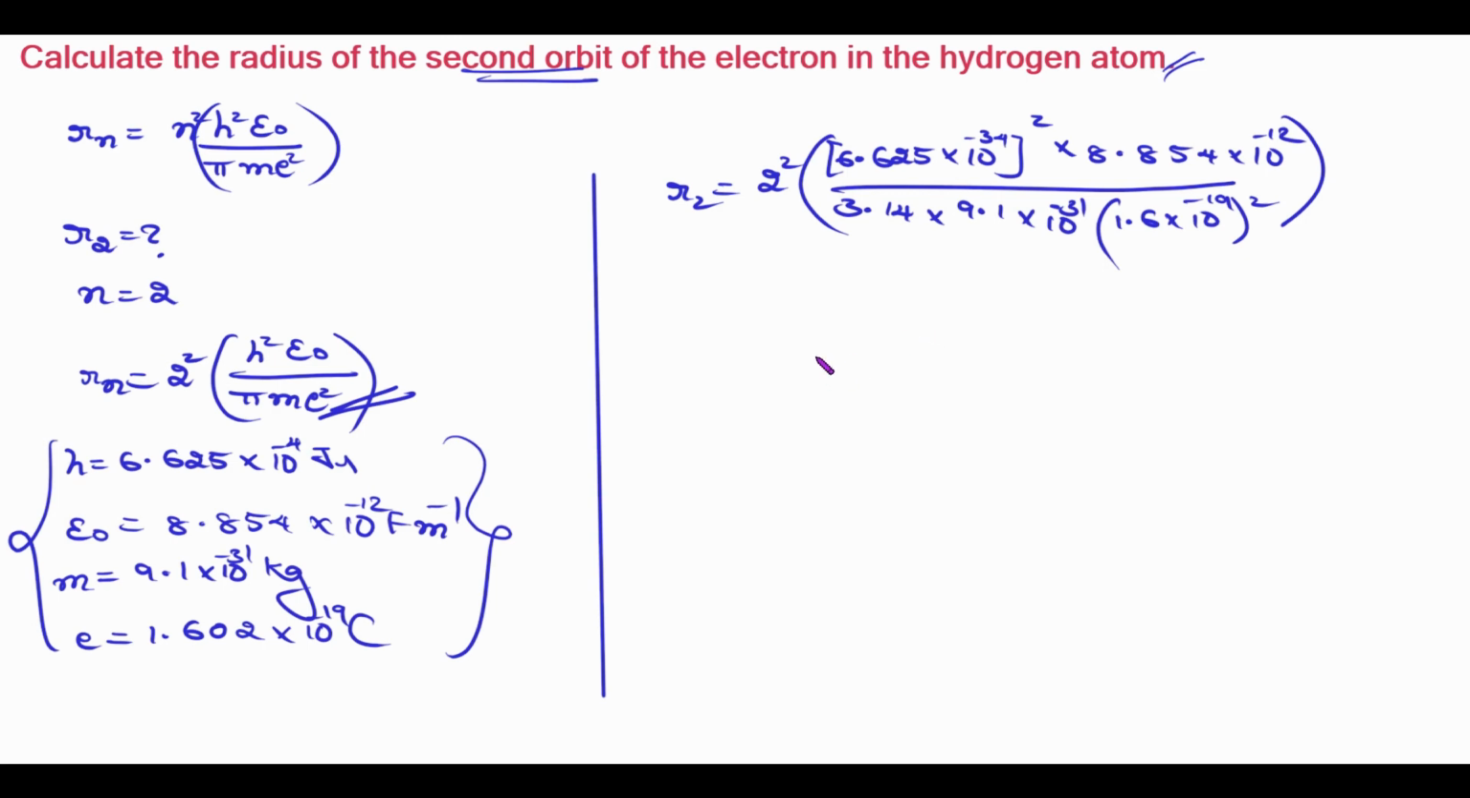Okay, so if you solve it properly, you will get R2, which is the radius of the second orbit in the hydrogen atom, as 2.12 into 10 to the power of minus 10 meter. So 10 to the power of minus 10 means angstrom units. Alright, so this is the second orbit radius R2.